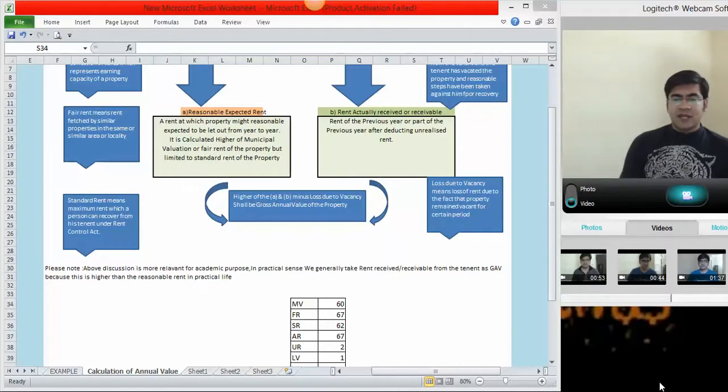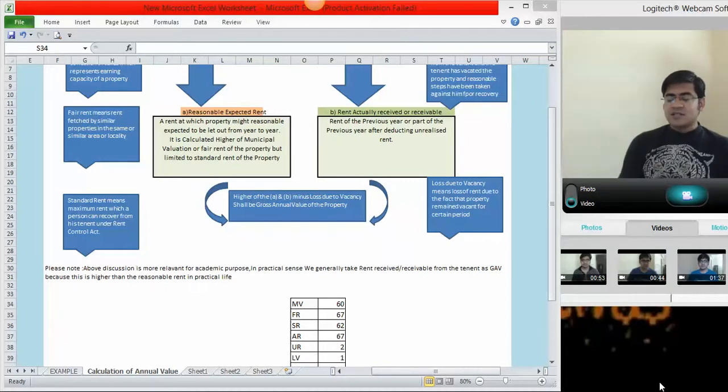In the house property head, in earlier tutorials we have already covered what is gross annual value, how to calculate income under the house property, what is unrealized rent, what are municipal taxes, how to claim the benefit of municipal taxes, and in this tutorial we'll cover what exactly is loss due to vacancy.